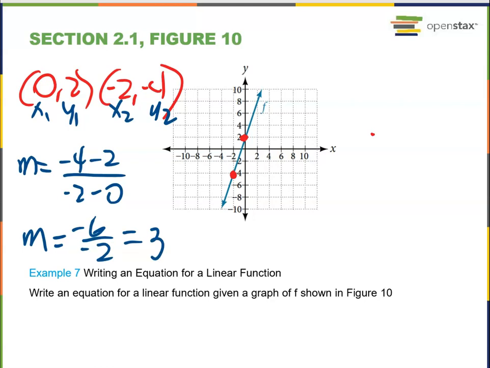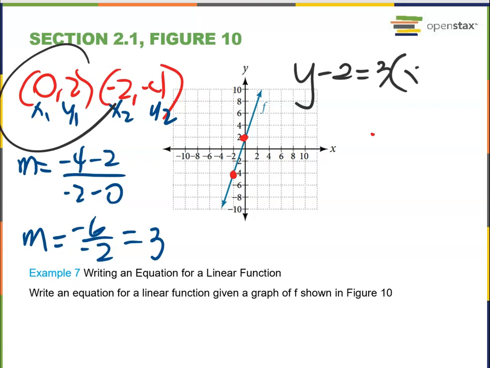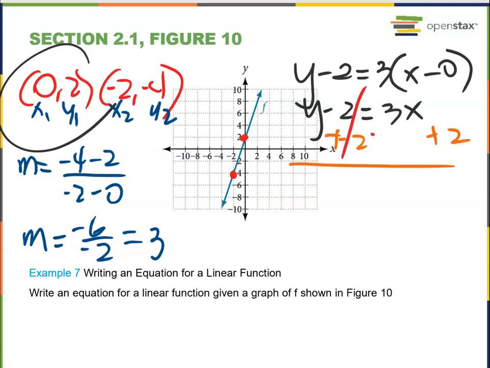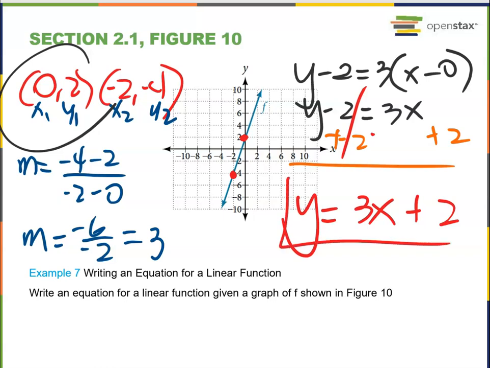And then point slope form. So again, let's use this. y minus y1, which is 2, equals m, which is 3, times x minus x1, which is 0. So y minus 2, distributing 3, 3 times x is 3x, 3 times 0 is 0. Then add 2 to both sides, so that y equals 3x plus 2. So this is our equation of that line.